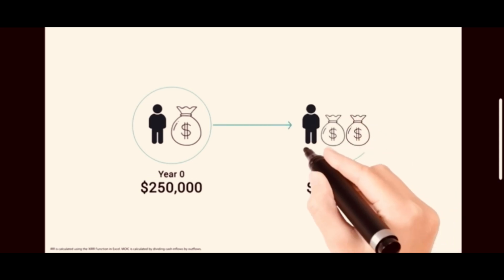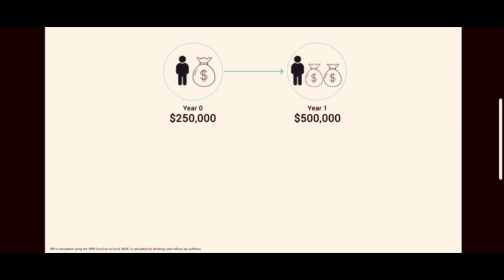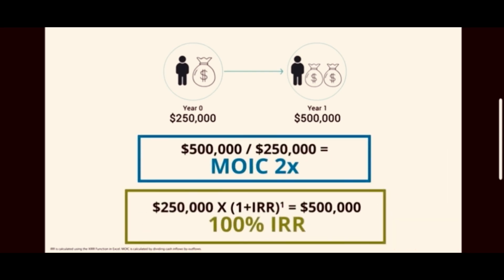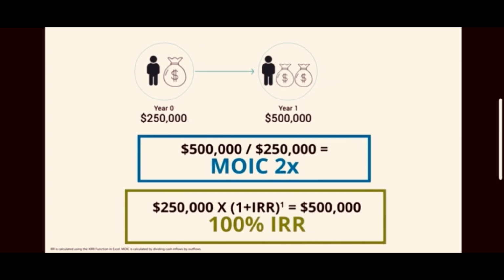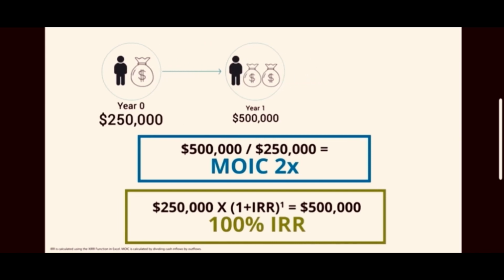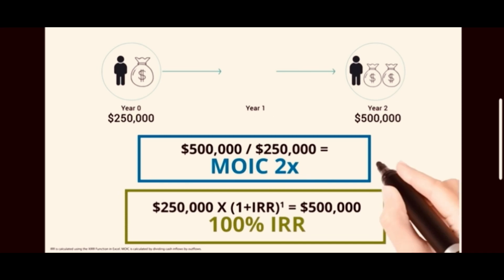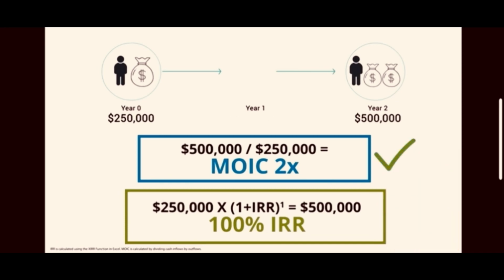For example, let's say an investor invests $250,000 in a private equity fund and receives $500,000 back in 1 year. Then that investor would have doubled their money or received a 2x MOIC and 100% IRR. However, if the investor invests $250,000 and receives $500,000 2 years later, then the investor will still have doubled their money or received a 2x MOIC, but the IRR would now be 41%. This is because IRR is affected by time.